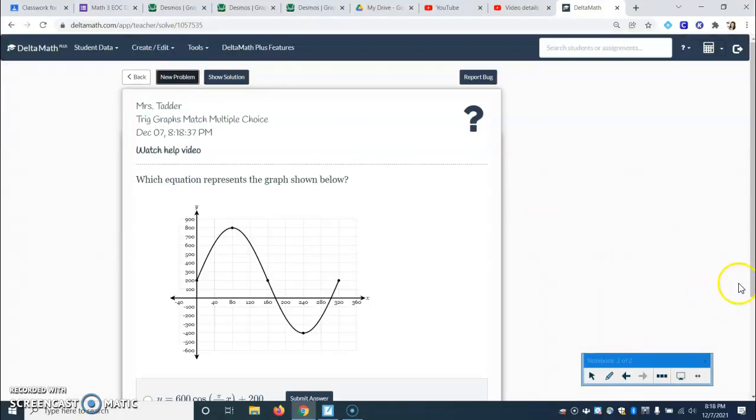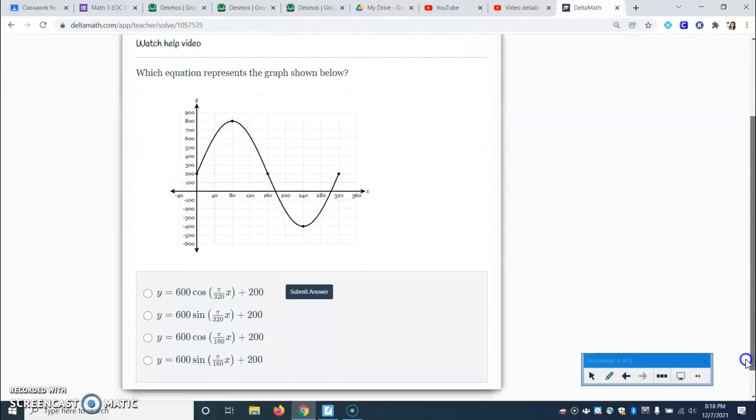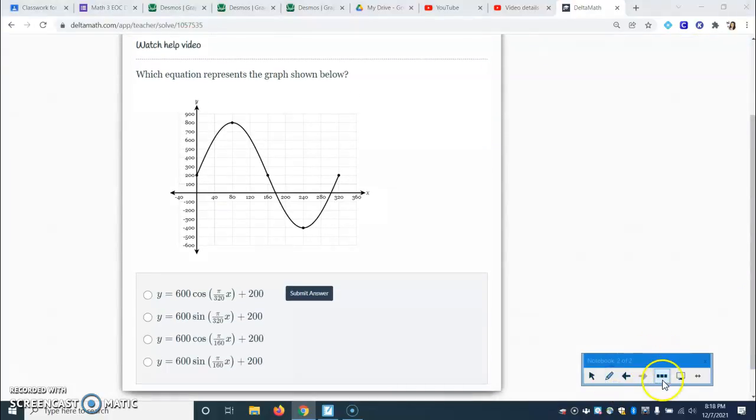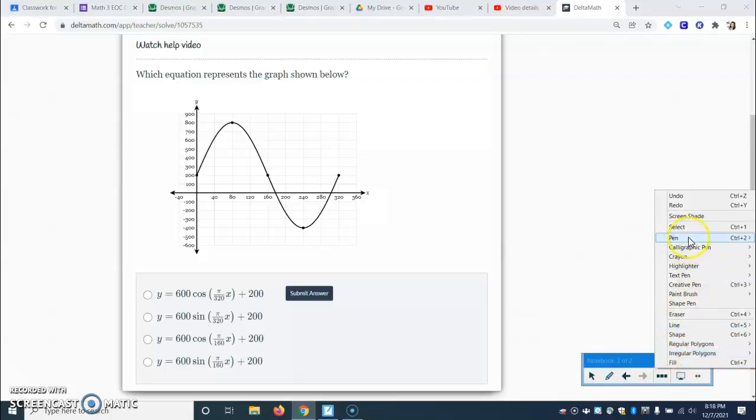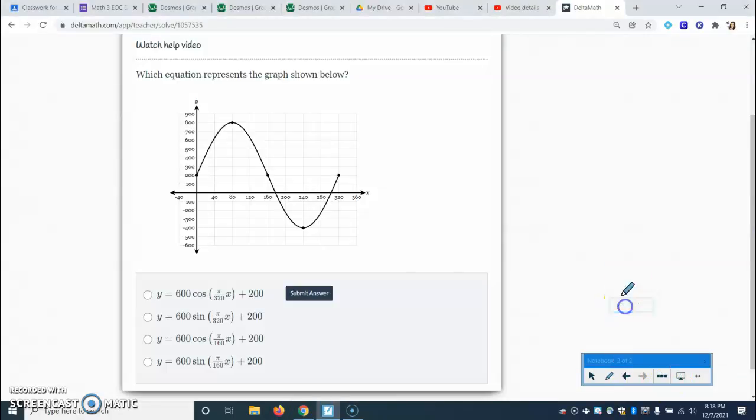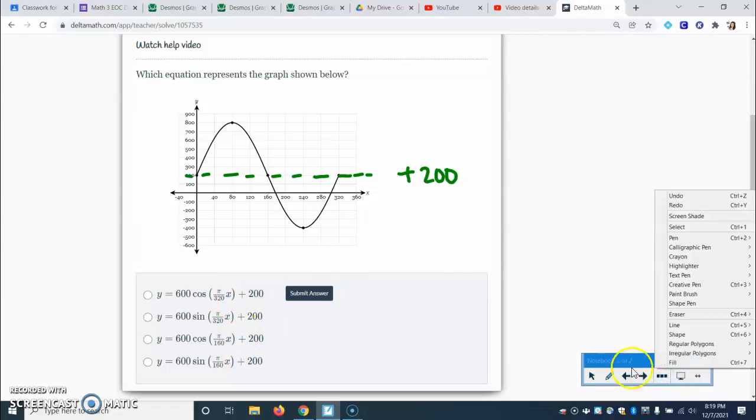All right, perfect. This is exactly the type of example I was hoping it would give me next. Same thing, I'm going to look for the midline. So here's my midline, and that's at 200. Right away, I'm looking for an equation that says plus 200. They all say plus 200, so I'm just going to have to keep going.